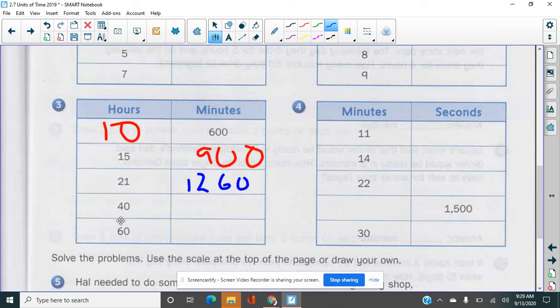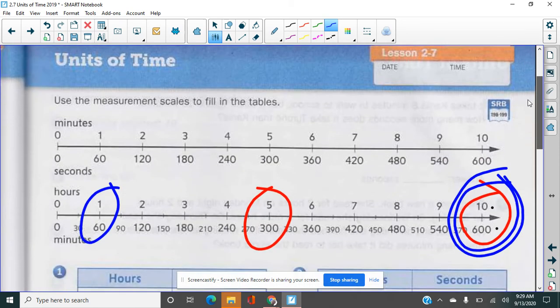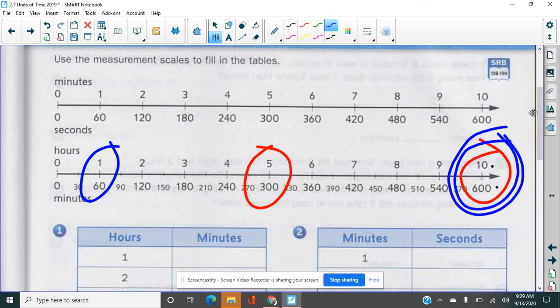Now, I want to show you one other thing that you can do when you've got a number with a 0 on the end, right? All of these are times 60. We have groups of 60 here. So if I want to do 40 times 60, I could go back here and choose 4 groups of 600.